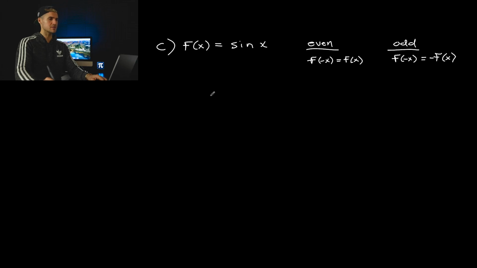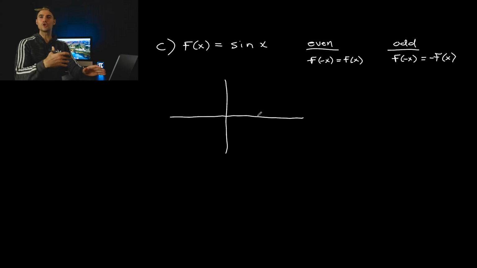Moving on to part C, we have f of x equals sine x. This one I'm going to go about in a different way. I'm actually going to draw the graph first so we could see, because to do it algebraically, you actually have to know a trig identity, which I'm going to introduce to you in a sec.